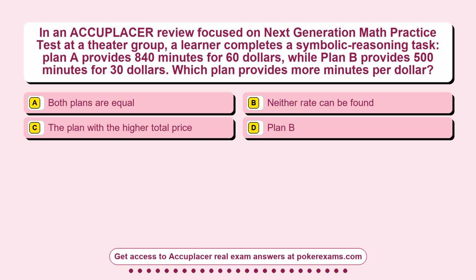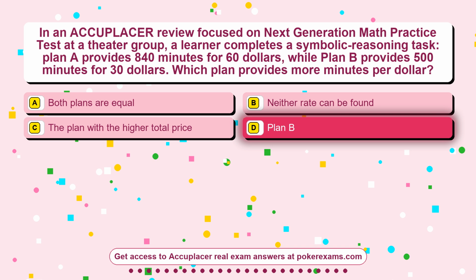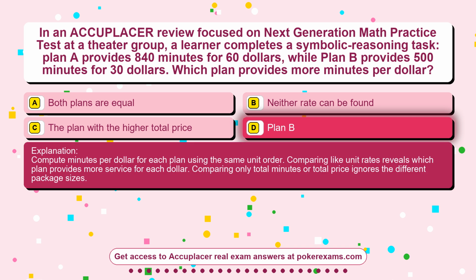Question 20. In an Accuplacer review focused on next-generation math practice test at a theater group, a learner completes a symbolic-reasoning task. Plan A provides 840 minutes for $60, while Plan B provides 500 minutes for $30. Which plan provides more minutes per dollar? Option A. Both plans are equal. Option B. Neither rate can be found. Option C. The plan with the higher total price. Option D. Plan B. The correct answer is option D, Plan B. Compute minutes per dollar for each plan using the same unit order. Comparing like unit rates reveals which plan provides more service for each dollar. Comparing only total minutes or total price ignores the different package sizes.